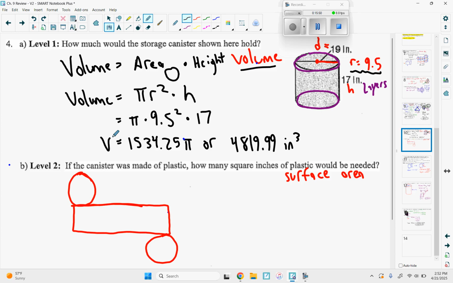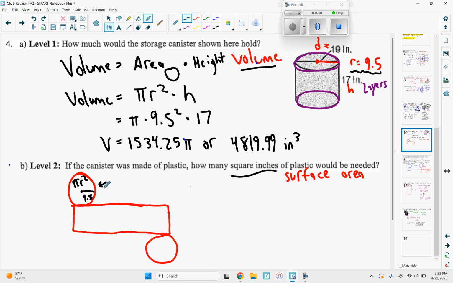For surface area, this is asking how many square inches of plastic. How do I know it's surface area? Because it says inches squared. For surface area, we can make a net, and that's going to be what covers our shape. We have two circles, and again, we're going to find the area of these circles. And we already found that the radius of the circle is 9.5.